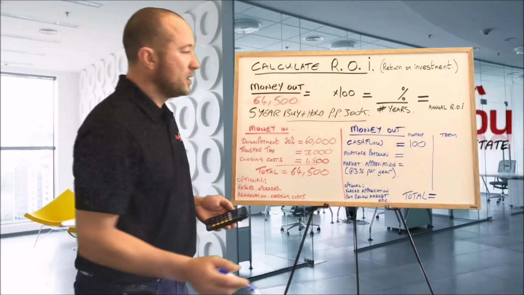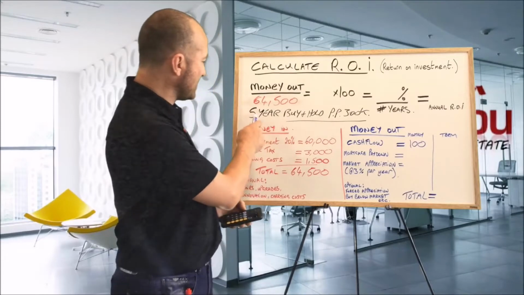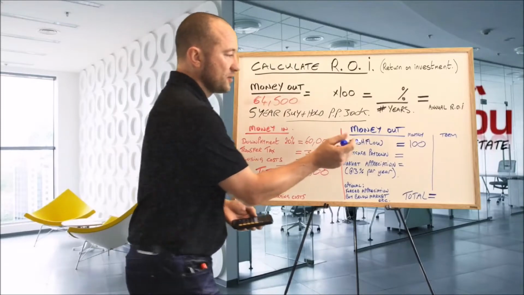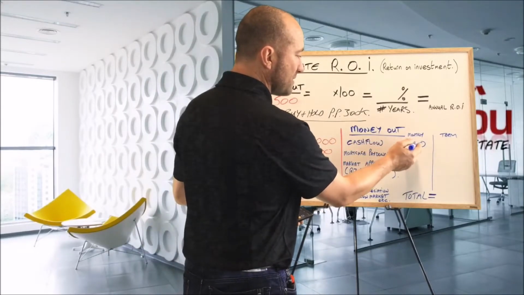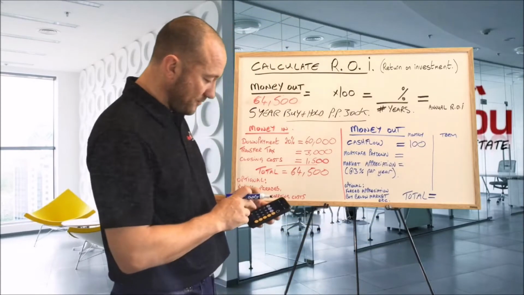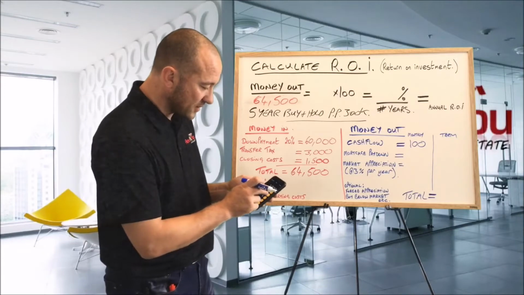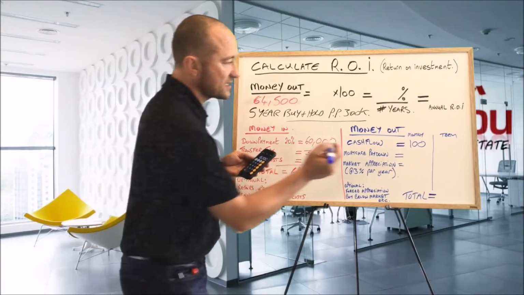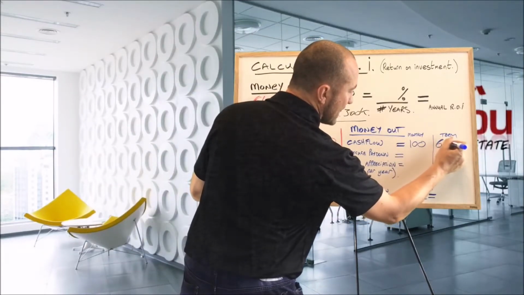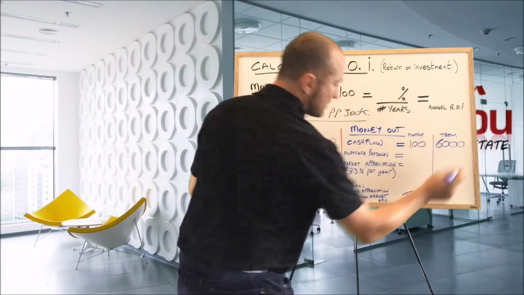Now we're doing it over 5 years, we said, right? 5 years buy and hold. So that's $100 a month, which is $1,200 a year. Like I said, do all your math to check, $1,200, then you're going to times that by 5 years. So $6,000 over the 5 years you will get in cash flow on this house.